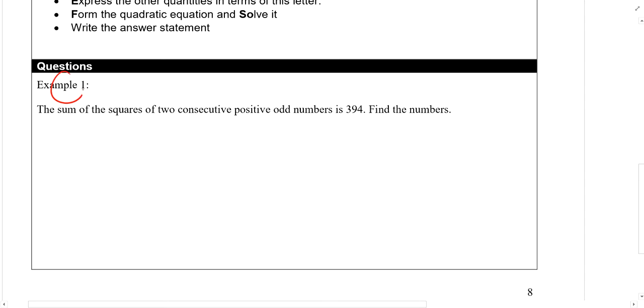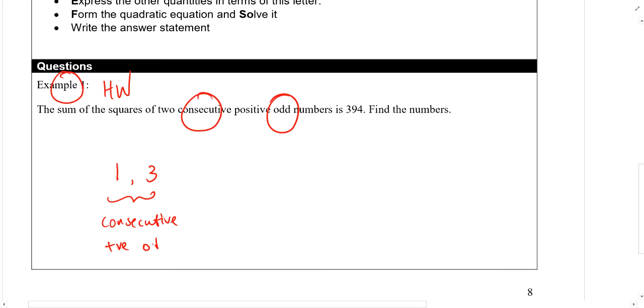Okay, then this will be our final one. So you finish until example 1. This one looks like an IQ question, but it can be done using what we have learned. The sum of the squares of two consecutive positive odd numbers is 394. Find the numbers. Consecutive means come one after another. So these are positive odd numbers. For example, consecutive positive odd numbers will be 1 and 3.